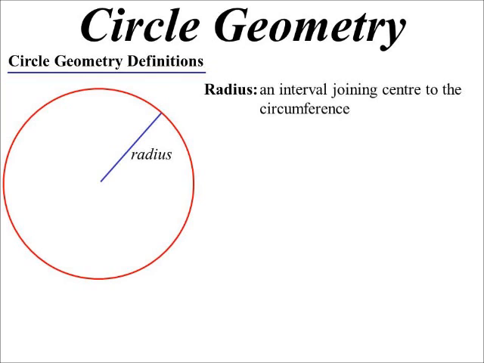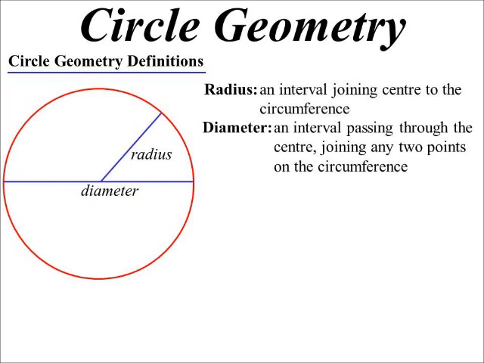So first of all, some definitions which hopefully we know. Radius. So technically a radius is any interval that joins the centre of a circle to the circumference. Well, that's the formal definition of radius. Diameter then is an interval which passes through the centre and joins 2 points on the circumference. So thus meaning a diameter is made up of 2 radii.